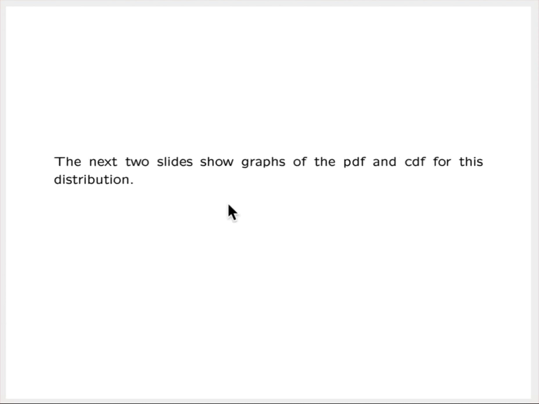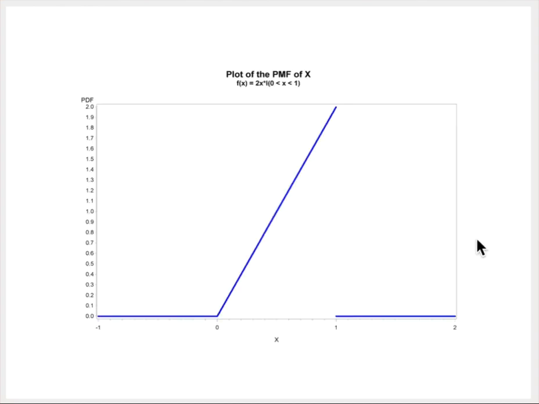Okay. Now, what do these two functions look like? What do the PDF and the CDF look like? Well, I've produced in SAS the graphs of these two functions. So this is a plot of the PDF of x. For values of x that are less than or equal to 0 or greater than or equal to 1, the PDF is equal to 0. Notice I've got this labeled the PMF. That's incorrect. It's the PDF. I need to go fix that in my SAS program. You should correct that in your notes. Replace that with PDF.